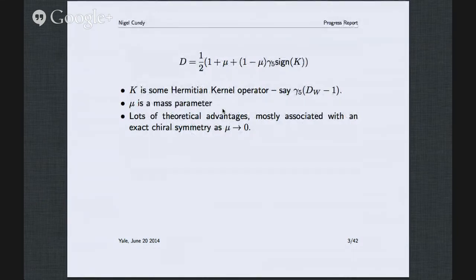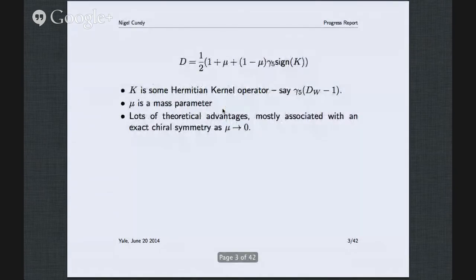I've written down the overlap operator here, a slightly different formulation than in the previous talk, but the same basic idea. The main problem is the gamma 5 sign of this kernel operator. You can say gamma 5 times the Wilson operator minus some mass. Mu here represents a mass parameter. It's basically proportional to the quark mass, and as I mentioned, this has a lot of theoretical advantages, mostly associated with an exact chiral symmetry in the massless limit. I don't really want to discuss those here.